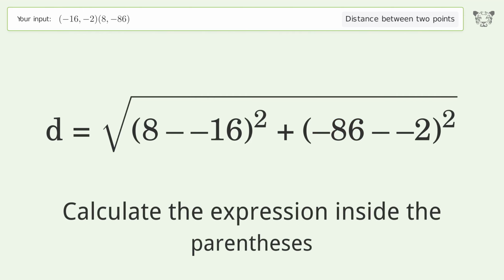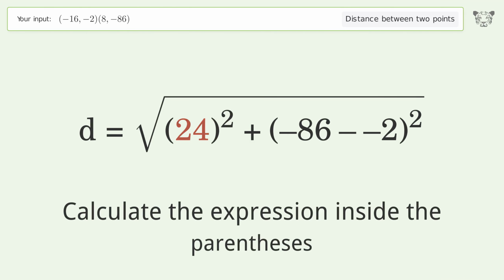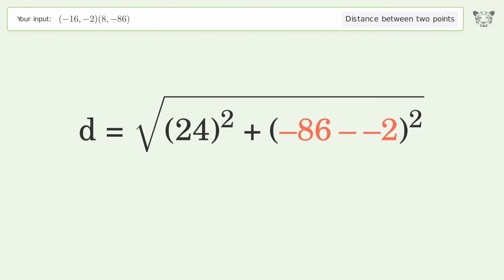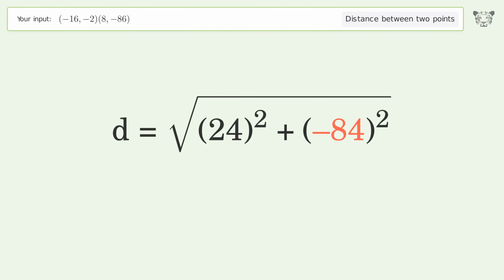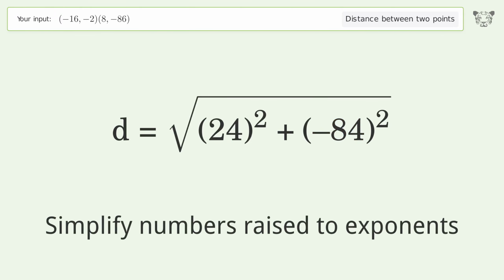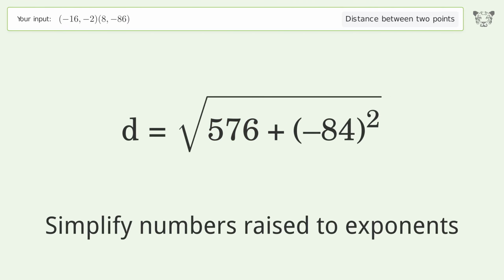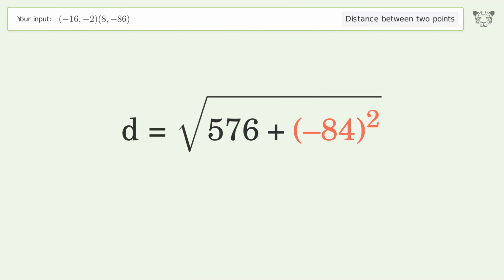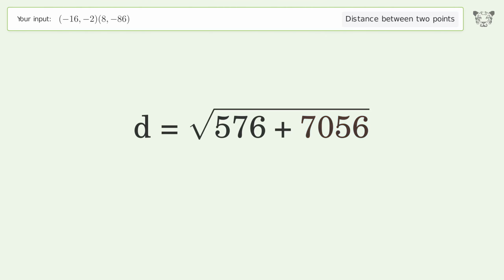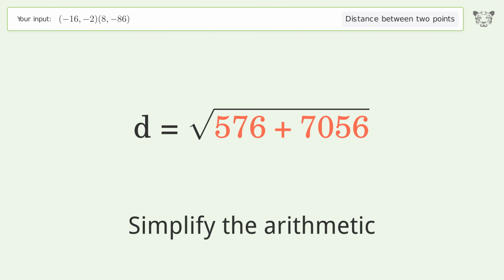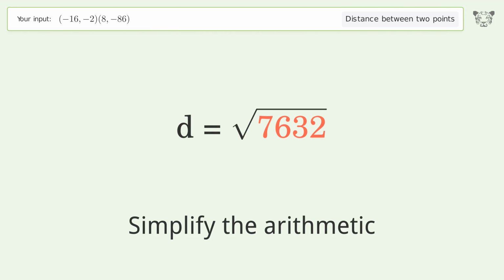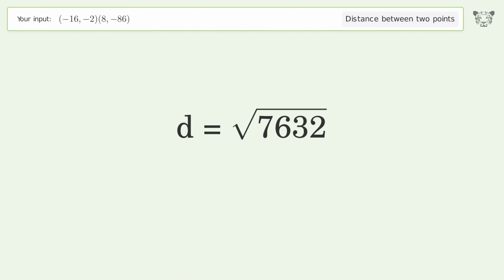Calculate the expression inside the parentheses. Simplify numbers raised to exponents. Simplify the arithmetic. And so the distance between the 2 points is the square root of 7,632, or 87.361.